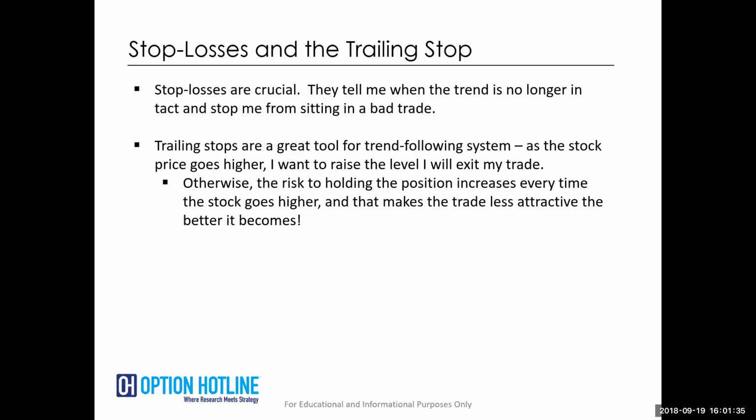The whole thing with this is that if I don't use a trailing stop, then my risk increases every time the stock goes up. Because if I'm stagnant with a level as my exit, and it's a fixed price, when the stock goes higher, I have further to fall. It makes it less attractive the better it becomes. I want the stock to look more attractive to me the better it goes. So the higher it goes, I want to be more excited about being in it and less concerned about the risk. That's why we use a trailing stop.